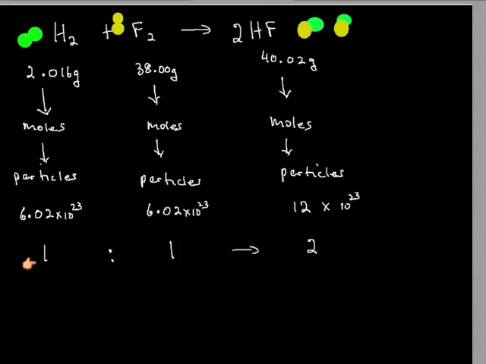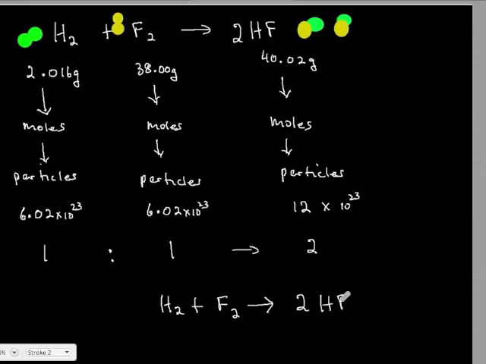So you have 1 mole of hydrogen reacting with 1 mole of fluorine to give you 2 moles of hydrogen fluoride. So we represent this as 1 mole of hydrogen reacting with 1 mole of fluorine to produce 2 moles of hydrogen fluoride. Notice that we do not write the number 1. The numbers that go in front of each of these chemical entities, whether it's an element, atom, compound, or molecule, are called coefficients.